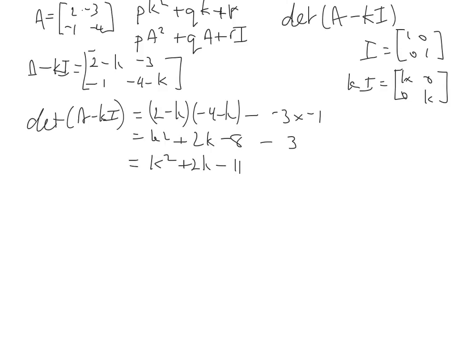Now what we see is that this is written in this form, so we equate both equations and solve for coefficients. The coefficient of k squared here is 1, so therefore p equals 1. The coefficient of k is 2, so q equals 2. And our constant at the end, r, is negative 11.